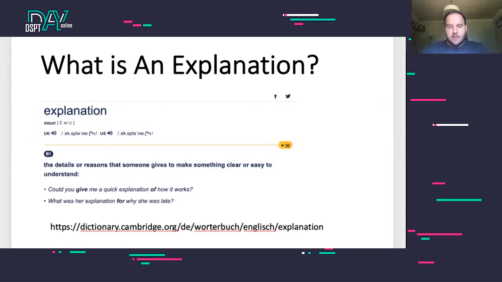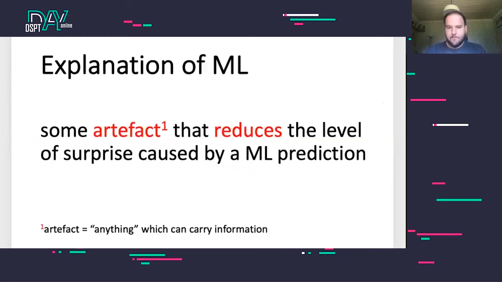So in order to provide an explanation, we need to first be clear about what we want from an explanation, or what we want an explanation to be. I have found here one definition for the term explanation in an online dictionary, which states that an explanation is the details or reasons that someone gives to make something clear or easy to understand.